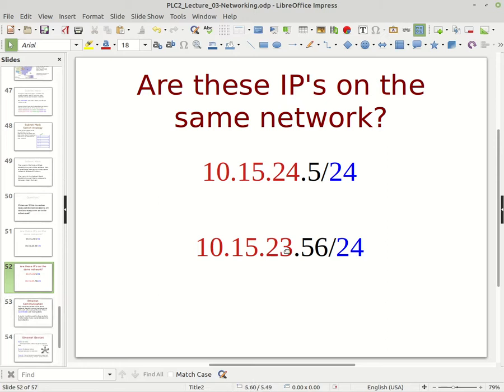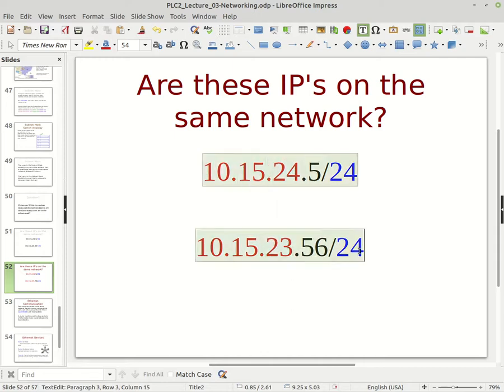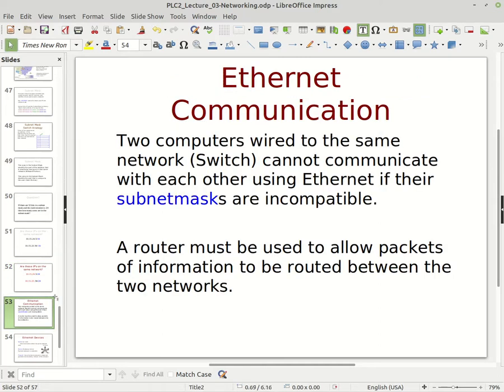Because you're like, I've got these things wired together. There's nothing else. I've got a crossover cable and I've got the PLC wired. I know the cable's good and it's hooked directly into the PLC, and they won't talk simply because of the subnet mask. And that's why that is so important.